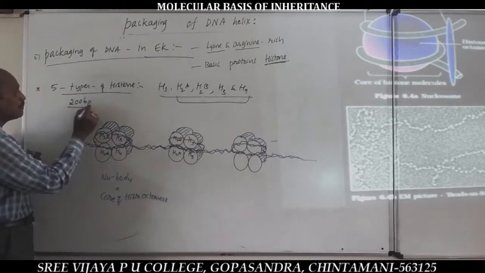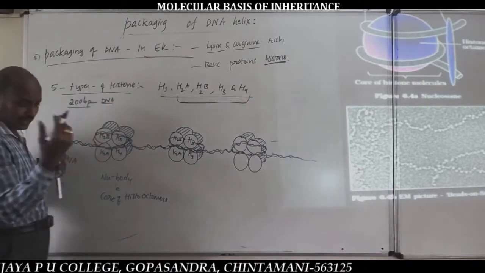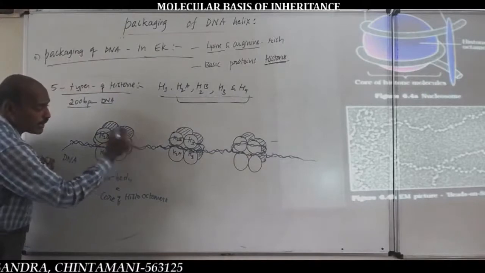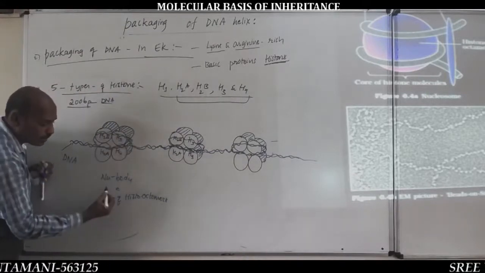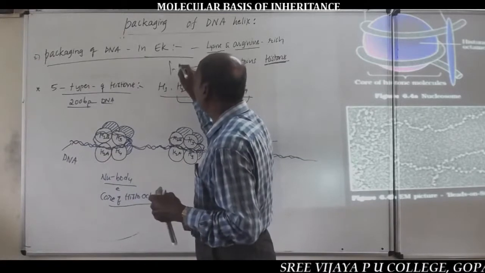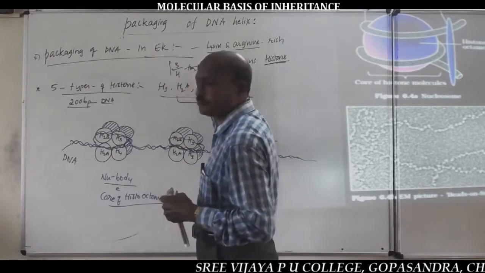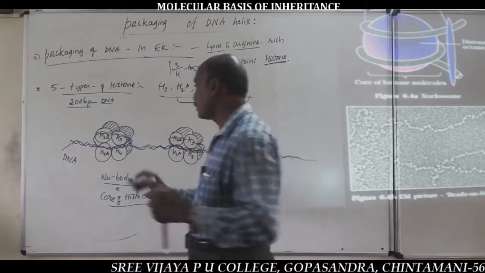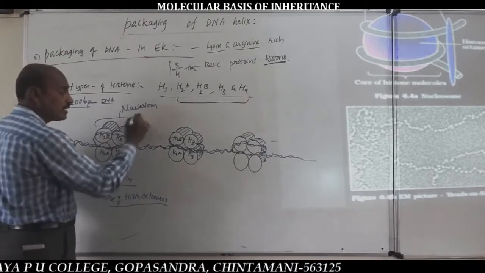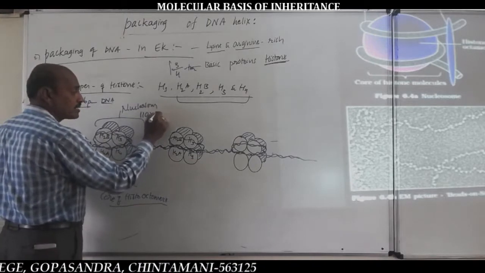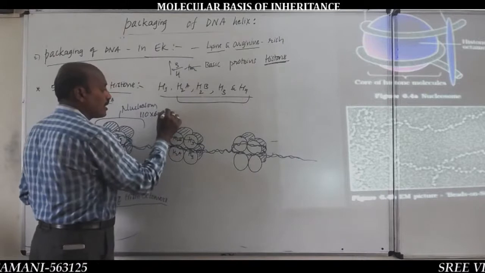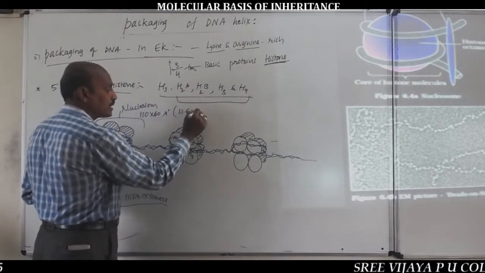So 200 base pairs of DNA. Very important, a last cassette examination question. 200 base pairs of DNA rotate, meaning wrapped, covered around the octamer, about 1 3/4 turn to form a nucleosome of a size of 110 into 60 angstroms or 11.6 nanometers.